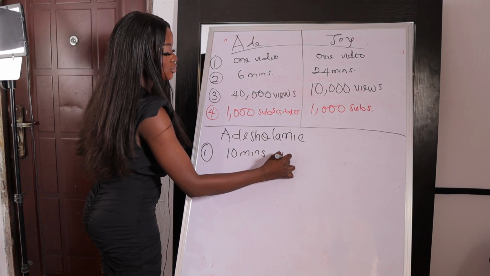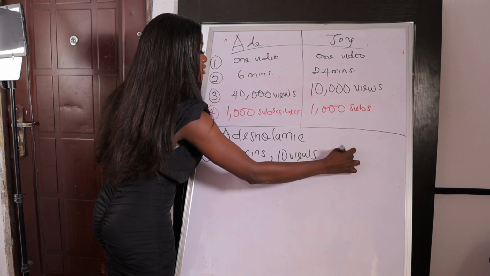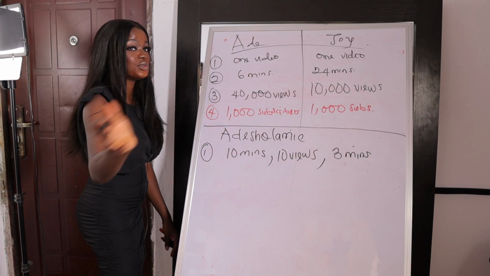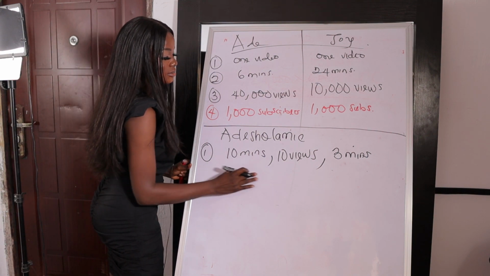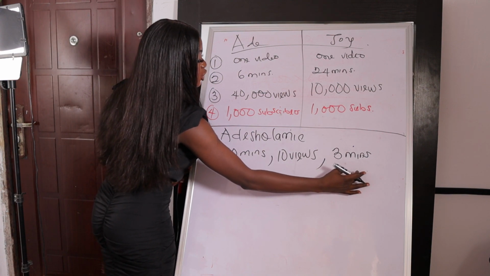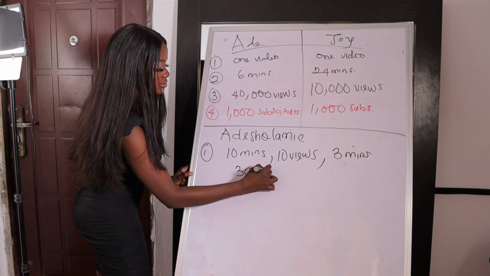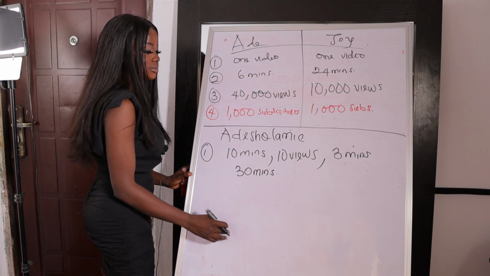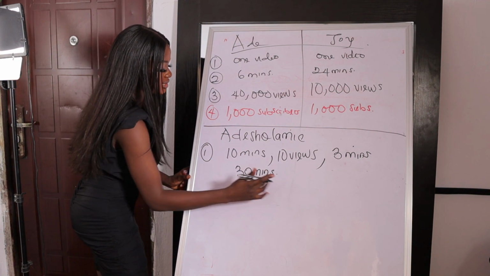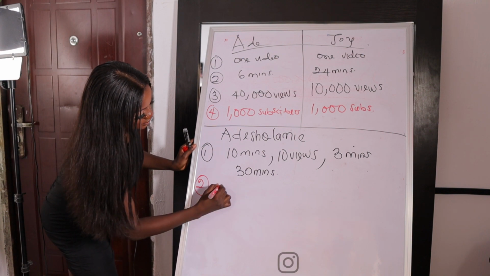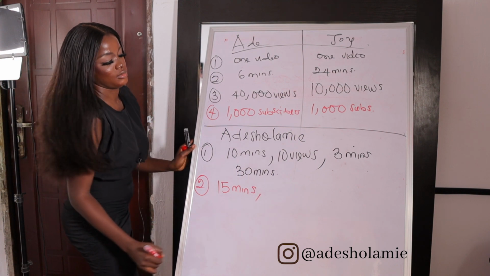And she has 10 views. And people watched for 3 minutes. This is an ideal situation. Now, it means that if Adeshola posts a 10-minute video, has just 10 views, and people watch for only 3 minutes, she's going to have 30 minutes from the number of required watch minutes needed.